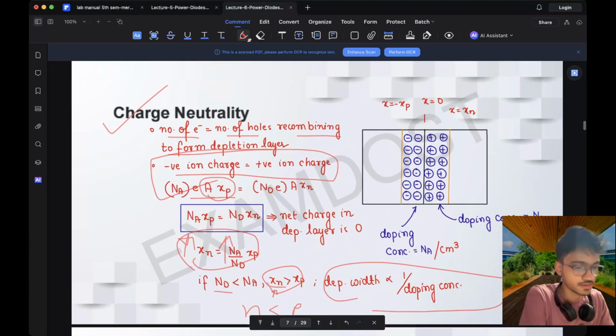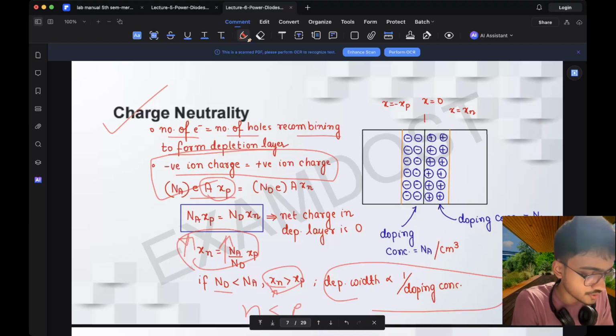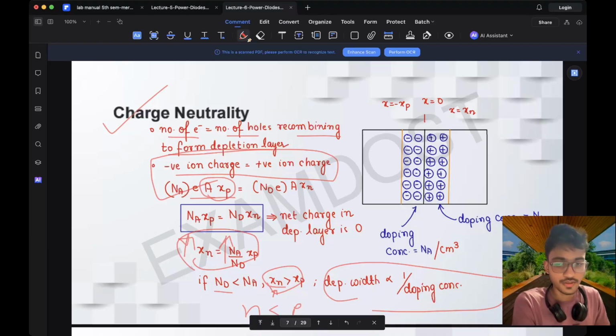Okay, so that is the stuff. That is charge neutrality. What does it say? Charge neutrality means obviously the number of negative charges equals the positive ion charges. Okay, the number of electrons and the number of holes will be the same. So the negative charges will be negative.